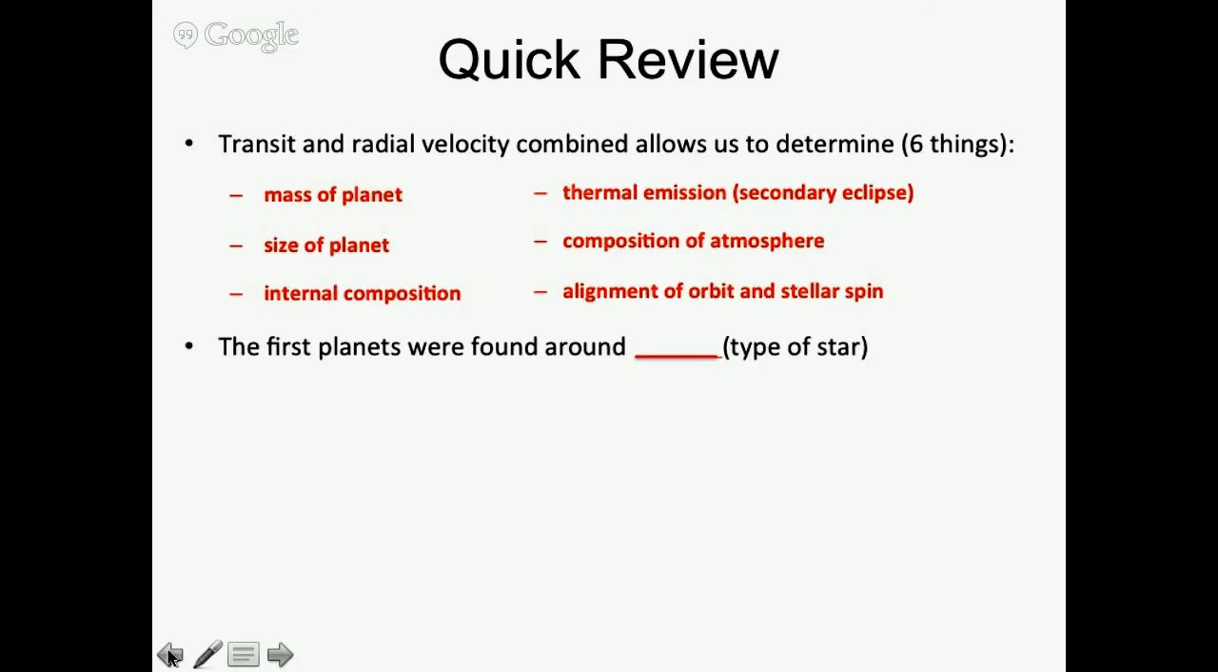Okay, first planets found. We're found around what kind of stars? The very first planets. Neutron stars. So sun-like stars, okay? Yeah, because the first planets that we found were the ones in our solar system. Oh, all right, I'll give you that one. All right, the next planets after that. First planets outside our solar system. Good catch. Pulsar.